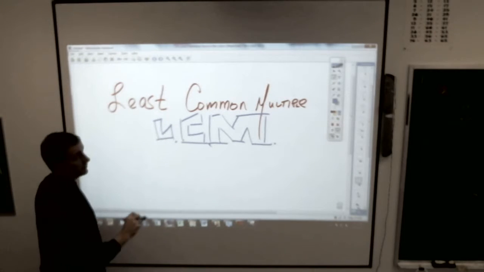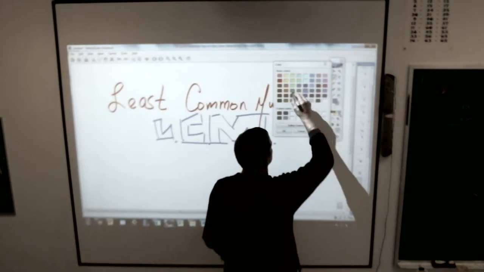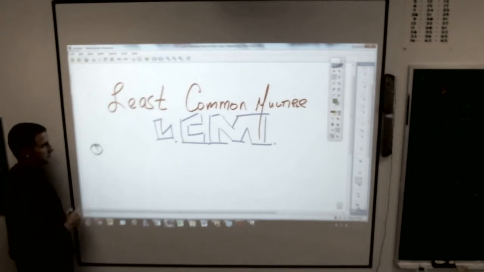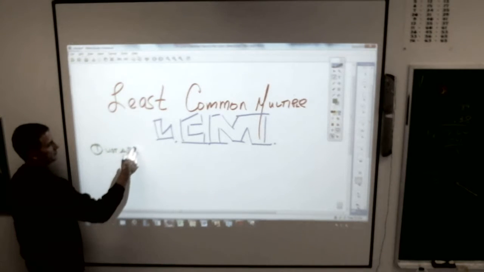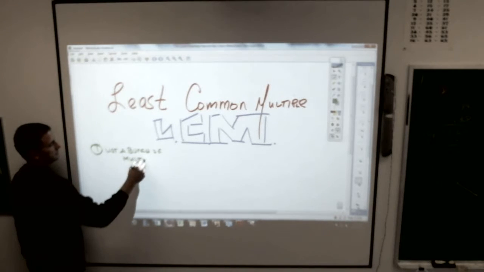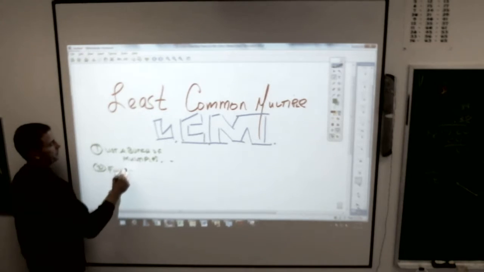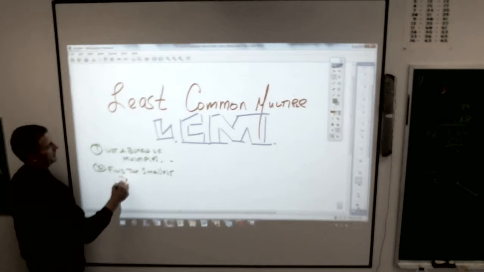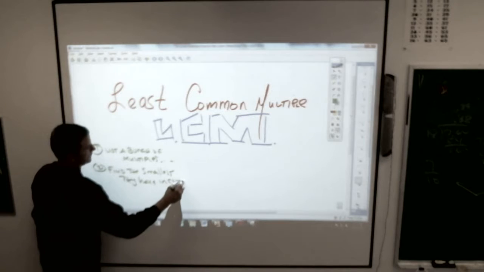Now, how do we find the least common multiple of things? How do we find all these common multiples? That's a great question. Number one, you don't want to list all the multiples, but you want to list a bunch of multiples. Number two, find the smallest one they have in common. Pretty simple, is it not? This sounds a lot harder than it is.